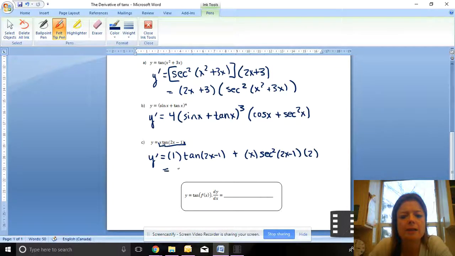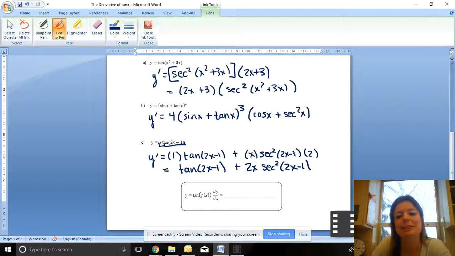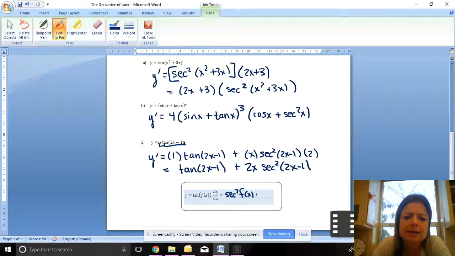Okay, so I can kind of simplify this to tan 2x minus 1 plus, and then I'll put the 2x together, 2x sec squared 2x minus 1. That's it. Can't do anything else. No common factoring. You can't common factor out the 2x minus 1 because it's an argument. So you're done. Okay, so the derivative of tan, where the argument is a function, is just sec squared of that function times the derivative of that function.